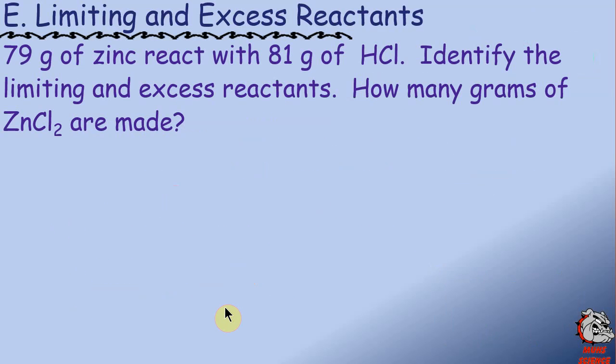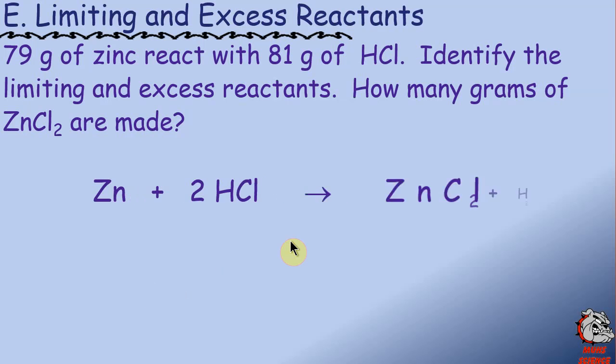So here's our example problem. I have 90 grams of zinc reacting with 81 grams of HCl, hydrogen chloride. Identify the limiting and excess reactants. How many grams of zinc chloride are made? First thing we need is a balanced chemical equation.